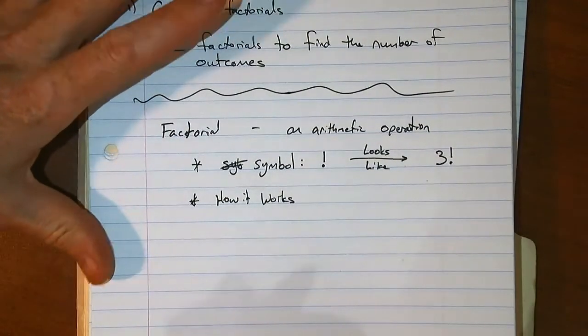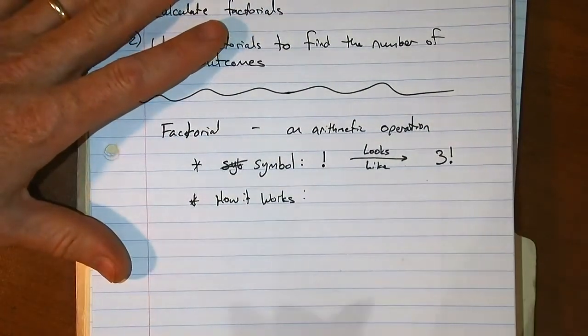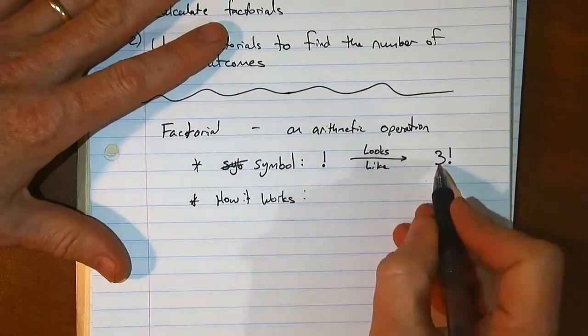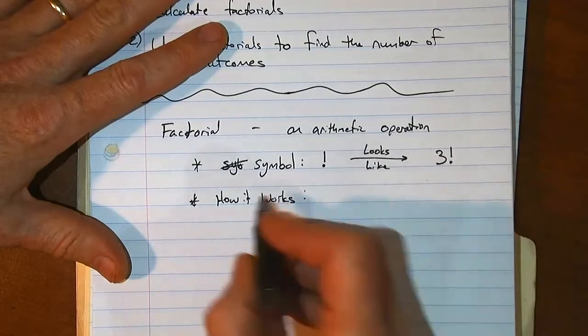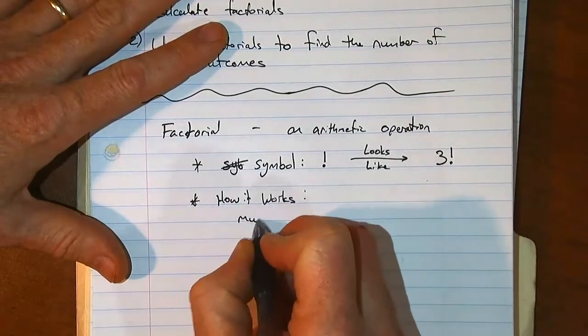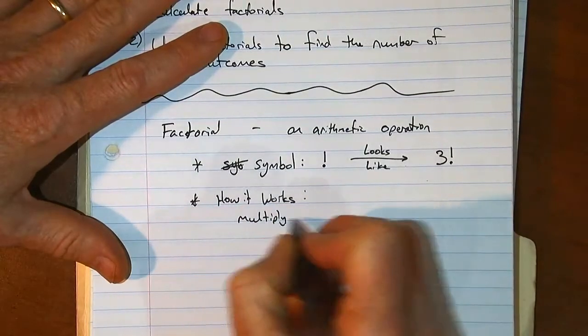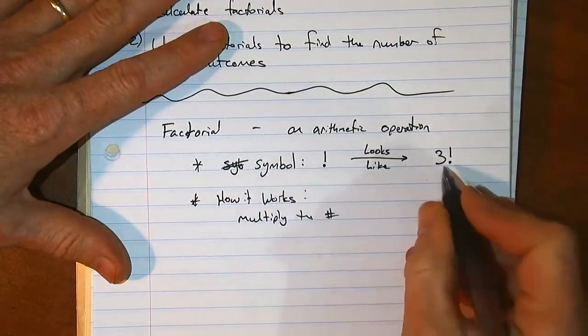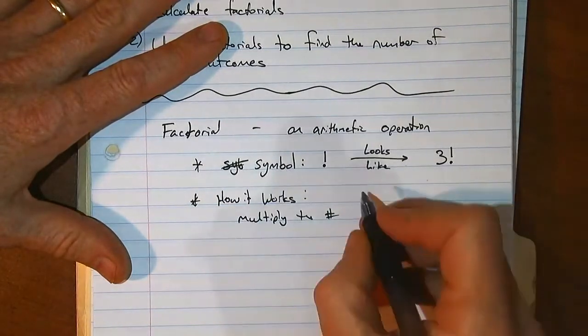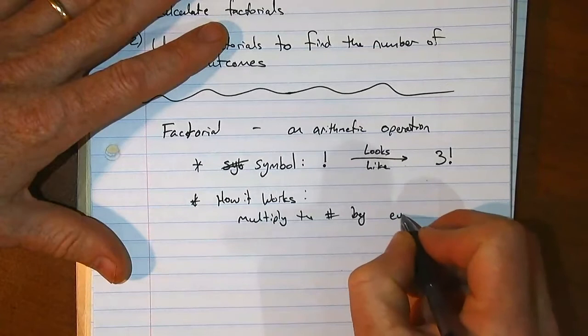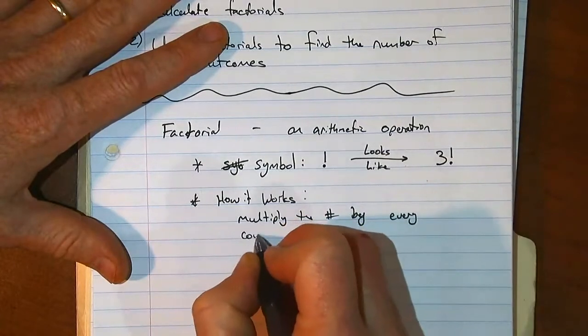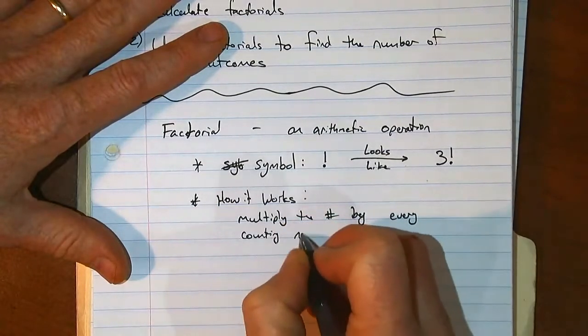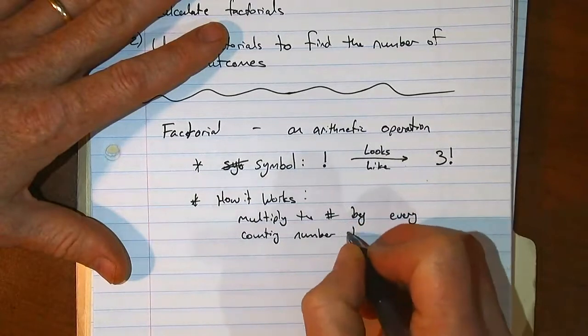So the way factorial works, its physical meaning, what it does is it takes the number that's next to the exclamation point, and we multiply that number by every counting number that comes before it.